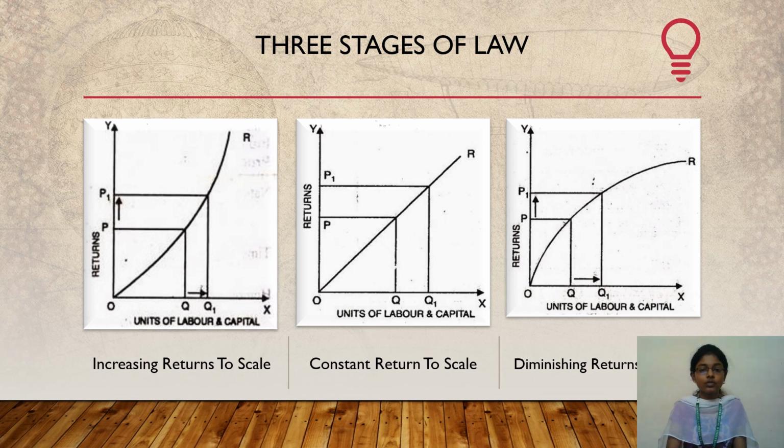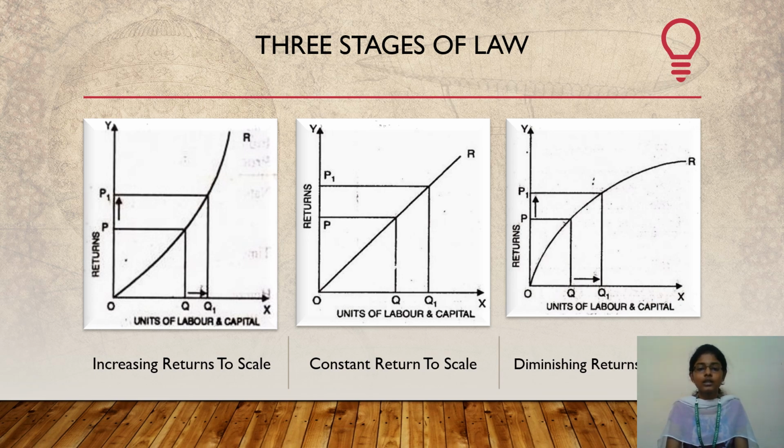Here the value of labor and capital, which directly refers to the production situation in which output is exactly in the same proportion to that of the factors of production. Which means if the factors of production are doubled, then the output will also be doubled. Then we'll see about diminishing returns to scale.